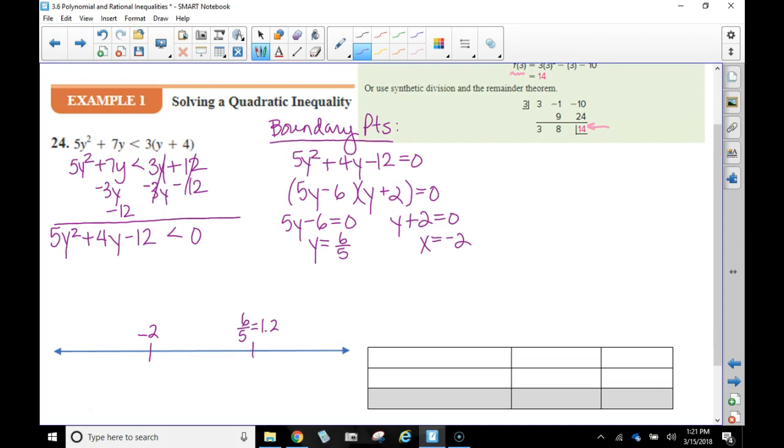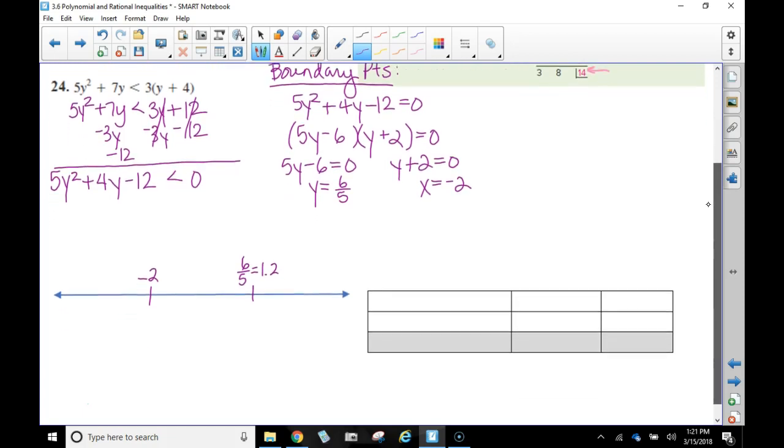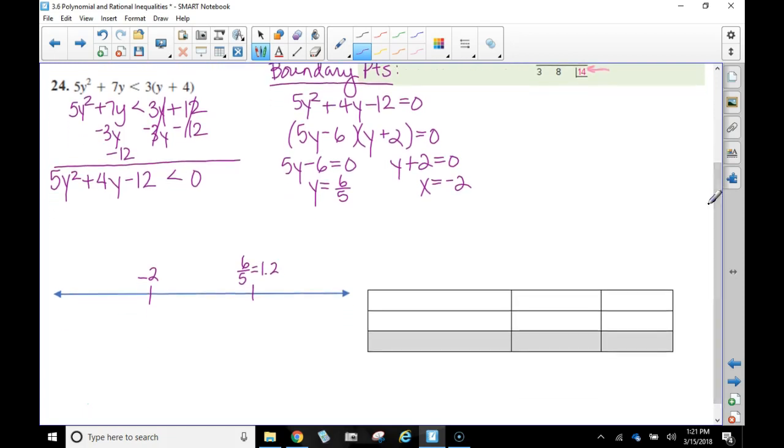Now that we chunked up that number line, what we're going to do now is test those chunks. Okay? I'm going to use a different color, I want to use orange maybe. Let me check anything that's less than negative 2. Anything at all that's less than negative 2. Like you could do negative 3 if you wanted to. Okay? Test anything in between negative 2 and 6/5.